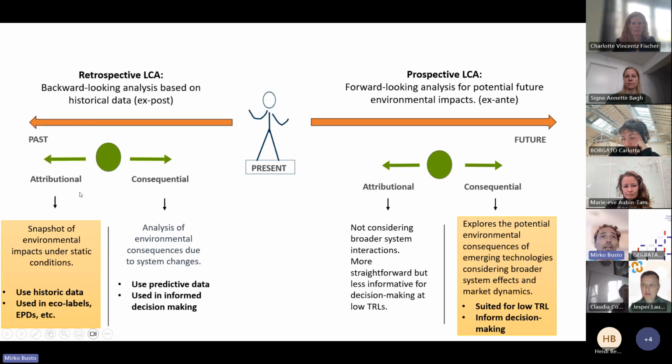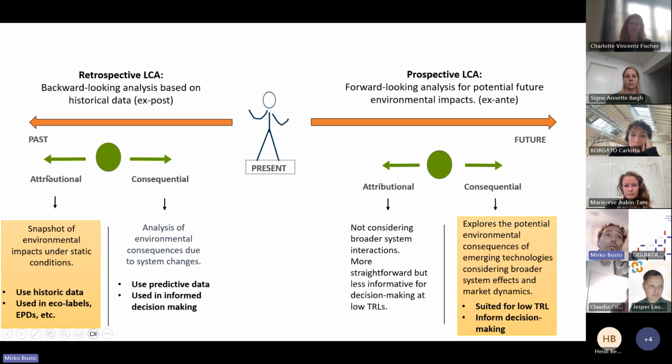Normally, this is used when we are looking at eco-labels, environmental product declarations, so kinds of studies that are just analyzing historical data, because the product or the service that we are assessing is already out there, in the market. The TRL is normally higher, industrial scale, so we are looking at historical data, something that can be easily measured. But also in this case, we can have two different flavors of a retrospective life cycle assessment. It can be attributional or it can be consequential.